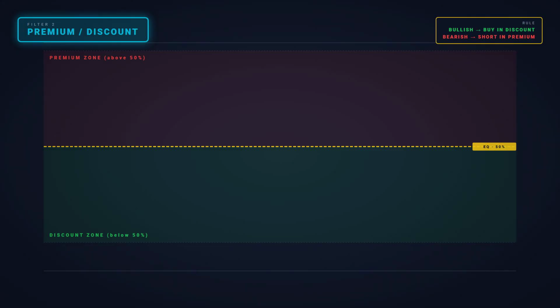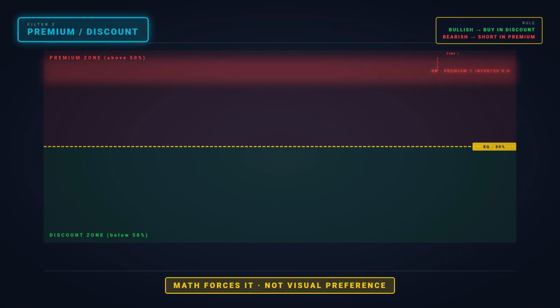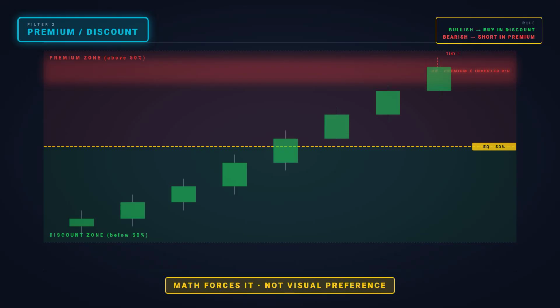Cause and effect. Because entering in the discount zone means the target is in the larger half of the range, the risk to reward ratio is mechanically superior, not because it looks better visually, but because the math forces it. On screen, I'm showing you the equilibrium line drawn right at the 50% level of this bullish swing. The OB is sitting in the lower third of the range, deep in the discount zone. That setup has the full remaining range as its potential target.